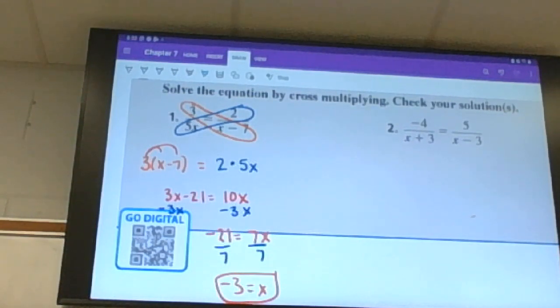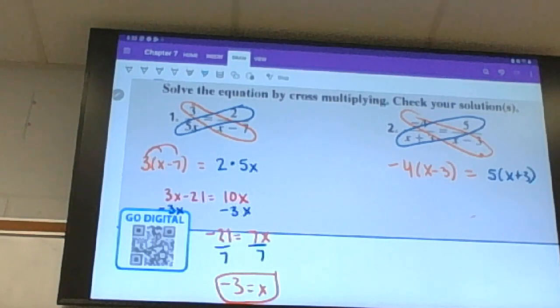Okay, next one then. Butterfly this. Negative 4 times x minus 3. Write your equal sign. Butterfly this. 5 times x plus 3. Very similar. Minus 3 and plus 3. Distribution. Negative 4x plus 12. Distribution. 5x plus 15. Again, no x squared here. We don't have to factor. This is good.